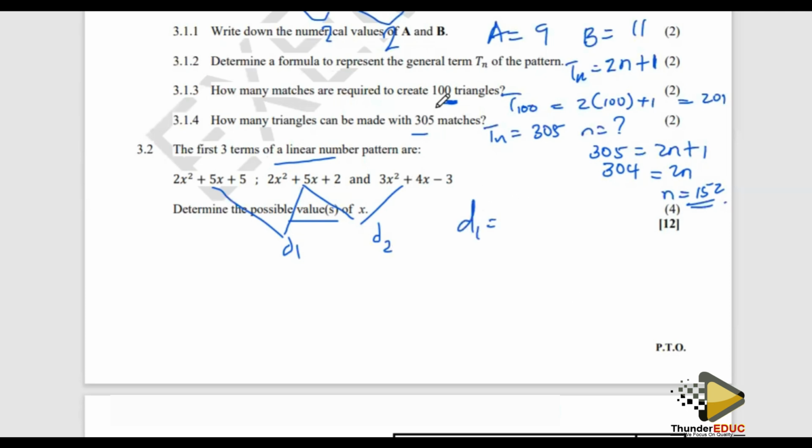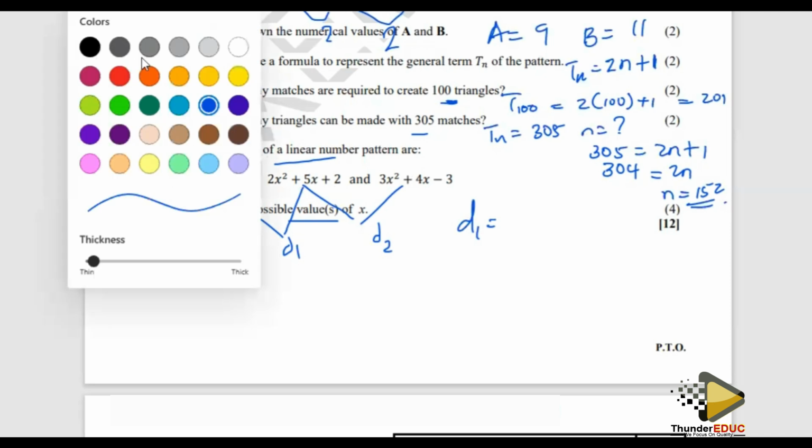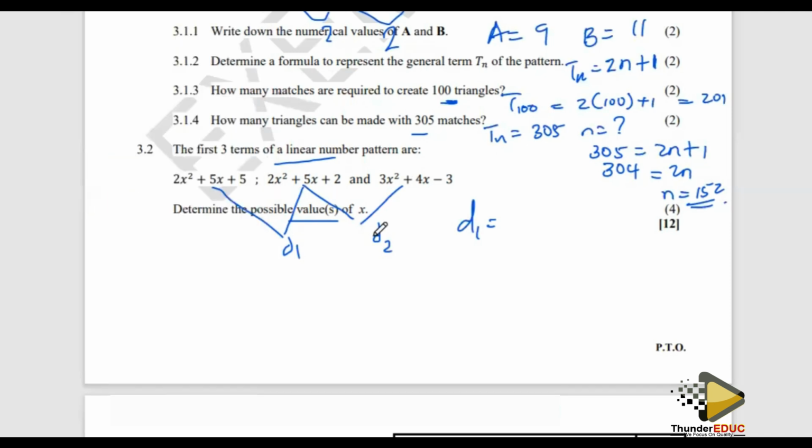So how do we get D1? You subtract the second term and the first term. So 2x minus 2x is a 0, 5x minus 5x is a 0, 2 minus 5 is a negative 3. So my D1 is a negative 3. This has to be equal to, what is 3x squared minus 2x? I'm getting just x squared. And then a 4x minus a 5x, that's a negative x. And then 3 minus 2, that's a minus 5.